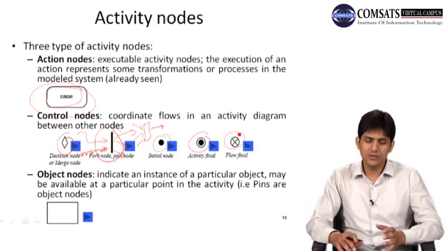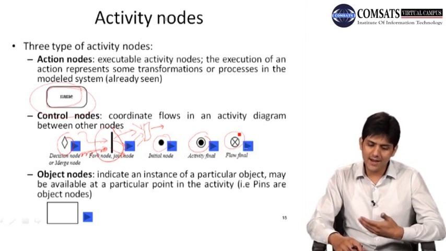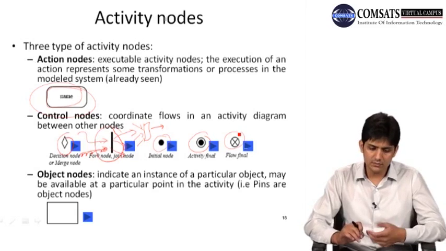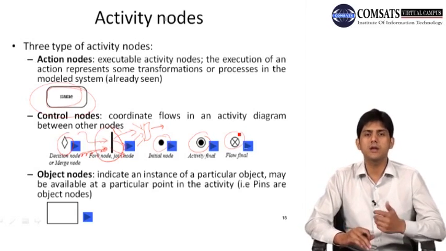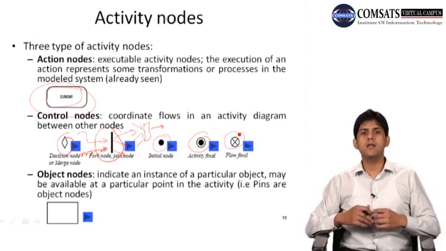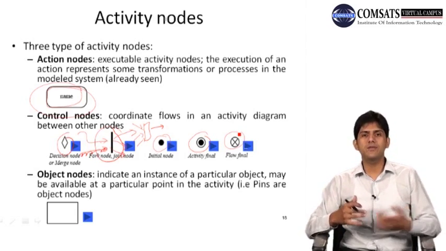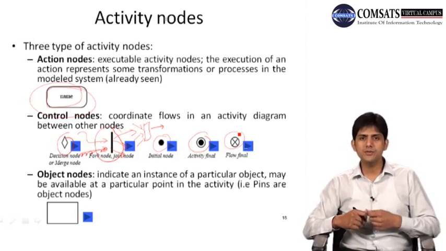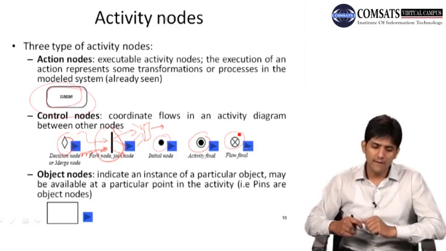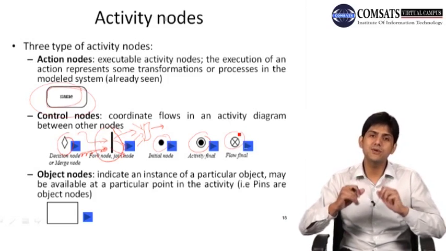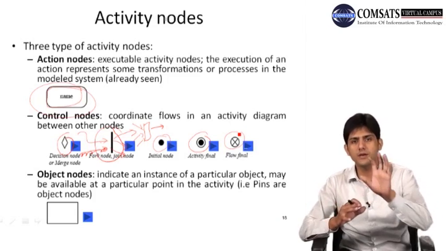Okay, then we have some object nodes. What do we mean by an object node? It indicates an instance of a particular object that may be available at a particular time in an activity. For example, we have seen that in an activity diagram we are doing different actions, and depending on that, some data is produced or the values are changing. Now we can create these object nodes, which represent the state of an object at a particular time.